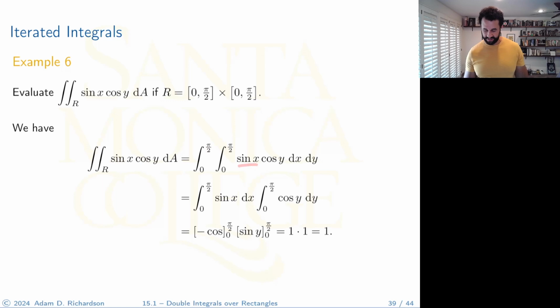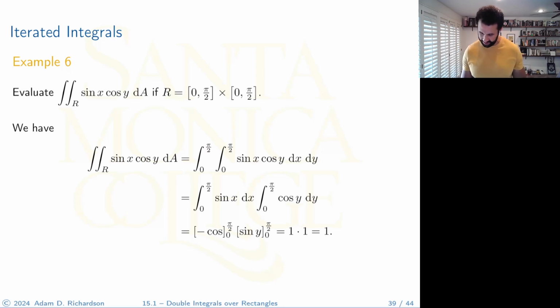Because this only depends on x and this only depends on y, we can split it up directly into a product of two integrals, one with respect to x, one with respect to y, and then treat them as single integrals. Boom. FTC2 on this, FTC2 on this. We get 1 in both cases. 1 times 1 is 1. Hooray! Love it.